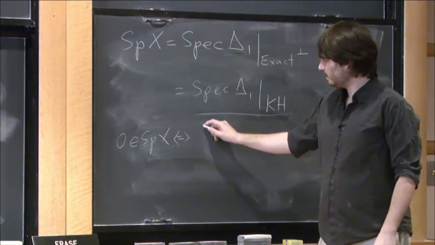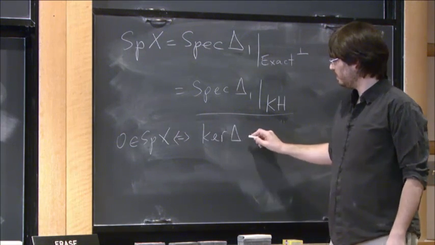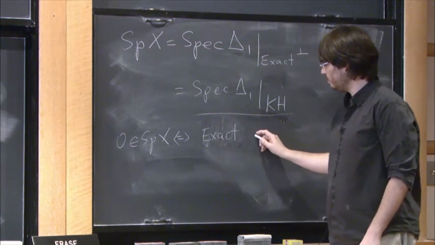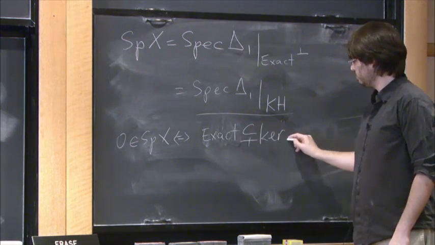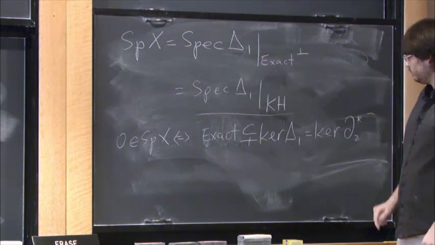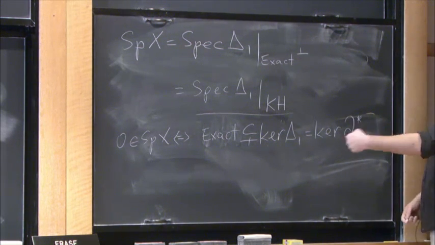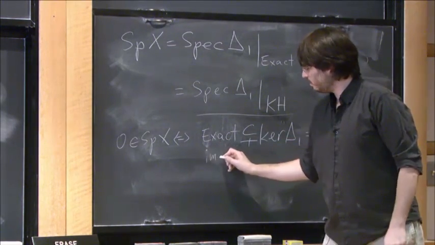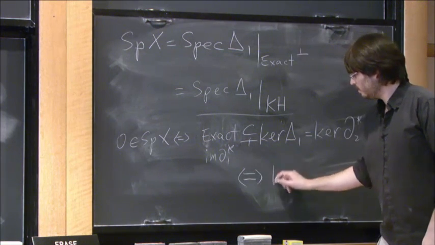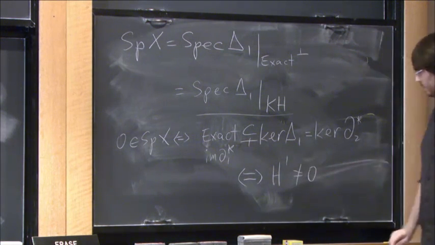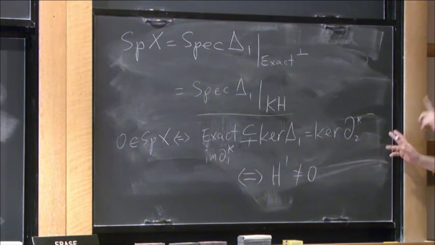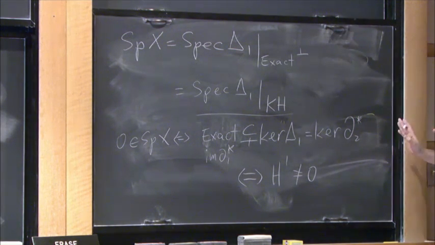this is saying that the kernel of the first Laplacian strictly contains the exacts, right? But the kernel of the Laplacian is the kernel of the co-boundary, and the exact is the image of the first co-boundary. So again, it's if and only if the first cohomology is not trivial. So again, did you follow this? It's what we had there exactly, what we had for graphs exactly.